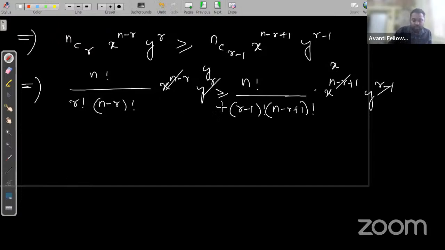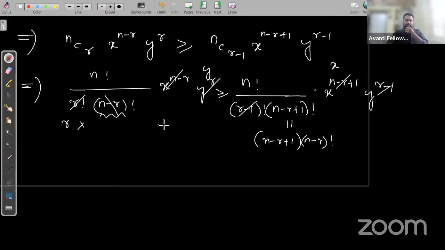Also see, r factorial can be written as r into r minus 1 factorial. So r minus 1 factorial will be cancelled out, and you will be having r. Similarly, n minus r plus 1 factorial can be written as n minus r plus 1 into n minus r factorial, or not? Yes or no? So this will be cancelled out, and you will be having n minus r plus 1. So finally, what are we having here?